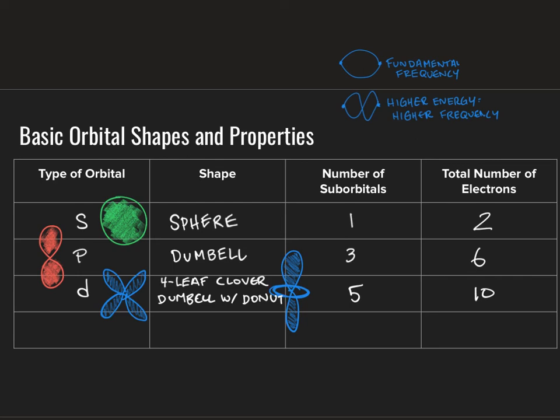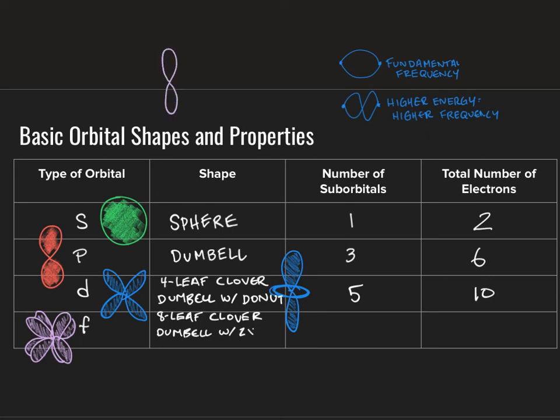And moving on next, we can again increase our energy input and then again increase the frequency of our standing wave. We now move to what we refer to as an f orbital. The f orbitals are shaped, four of them, like 8-leaf clovers, if you can imagine a three-dimensional 8-leaf clover. And three of them are shaped like dumbbells with two donuts around their waist. We call them dumbbells with double donuts. The number of suborbitals, therefore, following the same pattern of increasing by 2 each time, is now up to 7, which means we can hold a total of 14 electrons within one of these f orbitals.